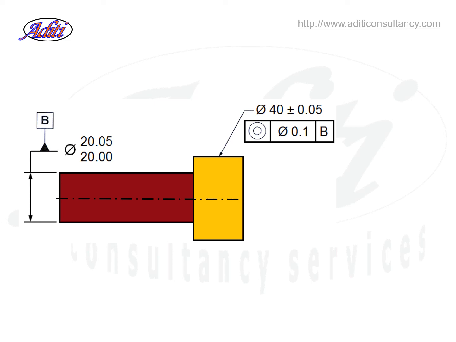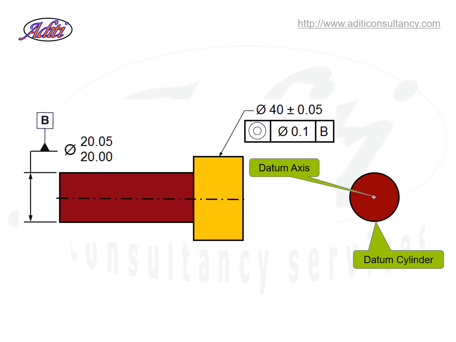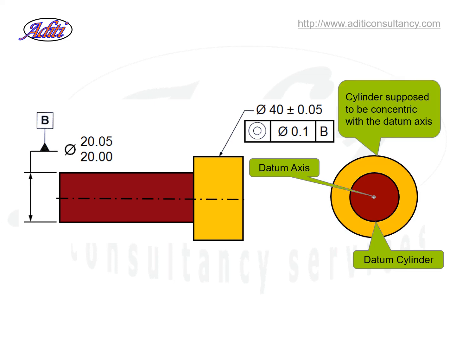Here, taking the axis of the smaller cylinder as the datum, concentricity of 0.1 mm is specified to the axis of the bigger cylinder. Meaning of this is, if you see the end view, this is the datum cylinder and this is the axis of the datum. I want the axis of the bigger cylinder also to coincide with the datum axis, but there will be an error. But that error should be inside a cylindrical tolerance zone of 0.1 mm fixed with reference to the datum axis. So that is the meaning of concentricity.